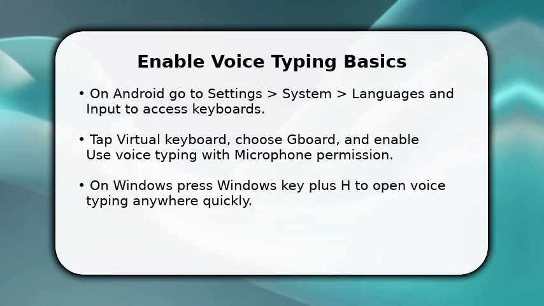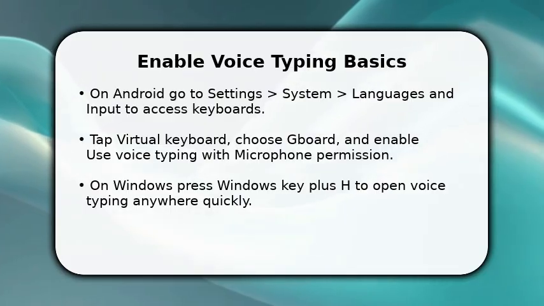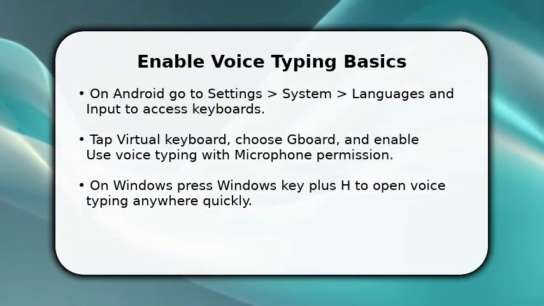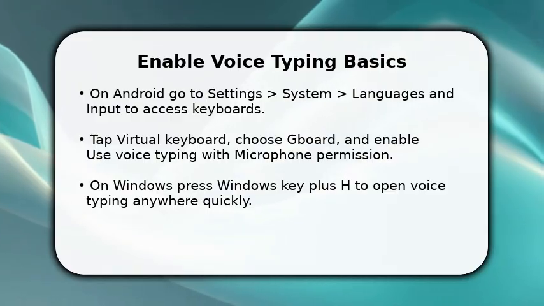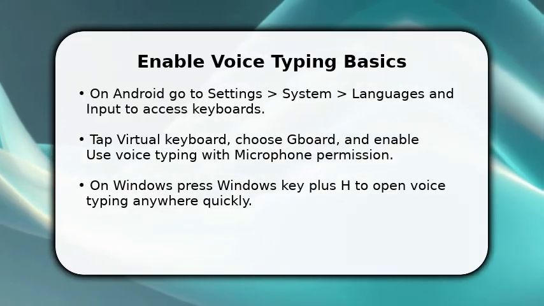On Android, open Settings, then System and Languages, and Input to access keyboards. Tap Virtual Keyboard, choose Gboard or another keyboard, and select Voice Typing. Enable Use Voice Typing and grant microphone permission when prompted.